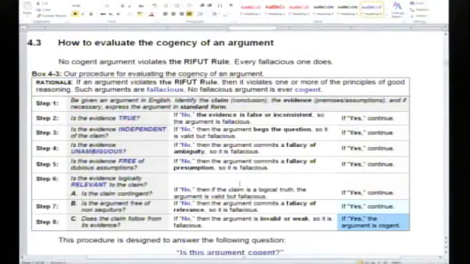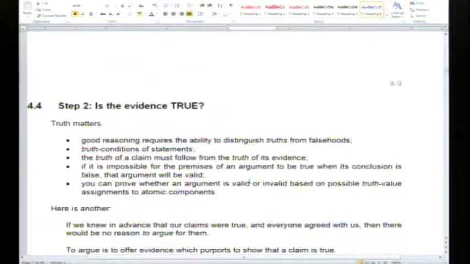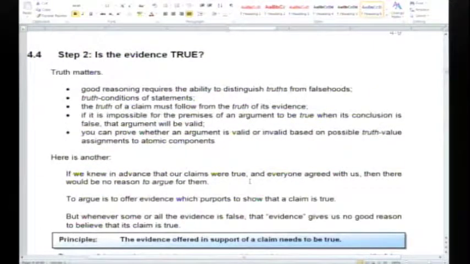And again, I can't teach you all of this in 40 minutes. But I can give you some things to think about as you're going to be evaluating arguments. So let's go through the steps, and I'll do this quickly.